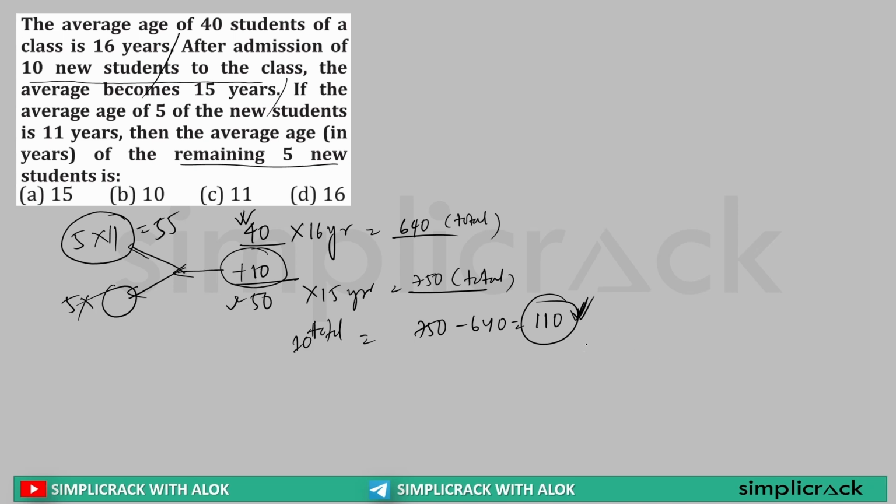Out of this 110, 55 is the age of the 5 students. So the remaining age is 110 minus 55, that is equal to 55. Now understand this. 55 is the age of the remaining 5 students. So if the total age of the remaining 5 students is 55 and the number of students is 5, the average is 5 elevens are 55. So the average of the remaining 5 students is also 11. There is nothing wrong in getting the same average for the remaining 5 students.